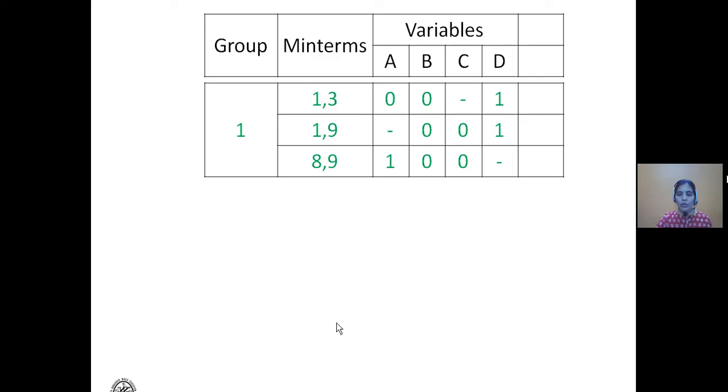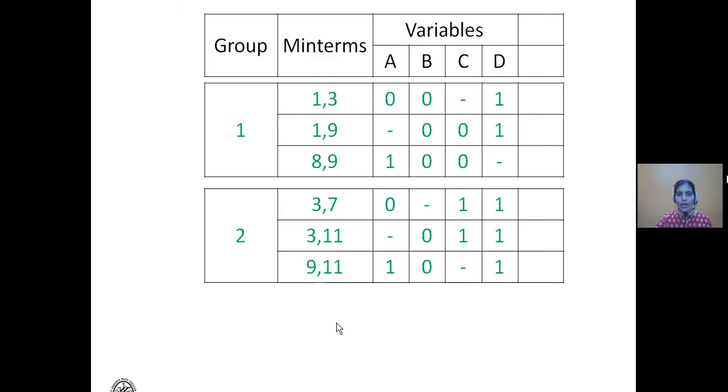Let us compare group 1 and group 2. Now, in each of the groups, there are 3 pairs each.